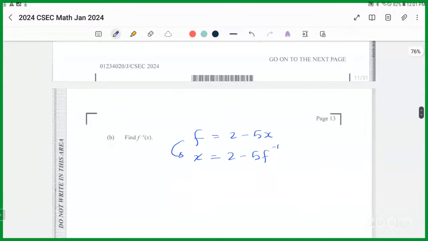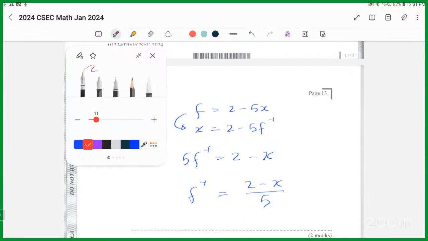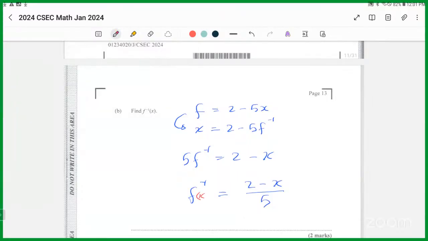What we're going to do is take this minus 5 f to the minus 1 and bring it over here, and take this x and bring it over there. So we get 5 f to the minus 1 equals 2 minus x. We take this 5 and divide it under this side, so we get f to the minus 1 equals 2 minus x all over 5. I'm putting the of x now. This is f to the minus 1 of x.